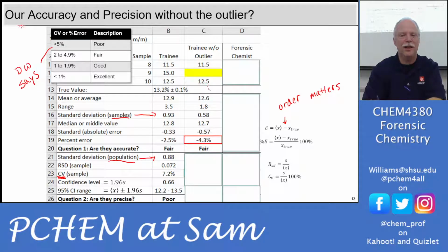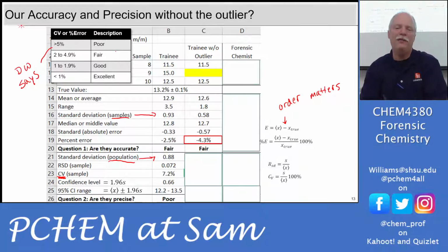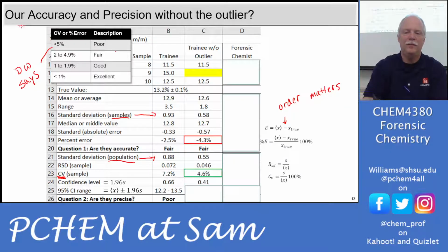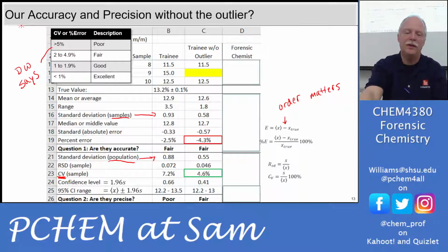And our percent error is now, for absolute error, 4.3% negative. So we're low quite a bit. We're pushing that poor region, the boundary of 5%. We're not quite there yet. So we still have fair accuracy. Our standard deviation has decreased because we got rid of that large data point, that 15. Our CV improved to 4.6. So without that outlier, we're saying we have fair precision.